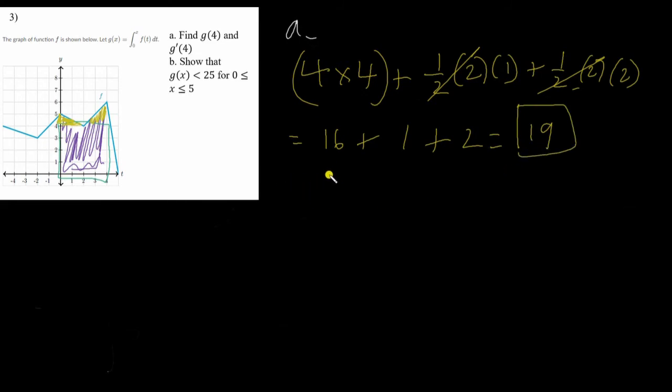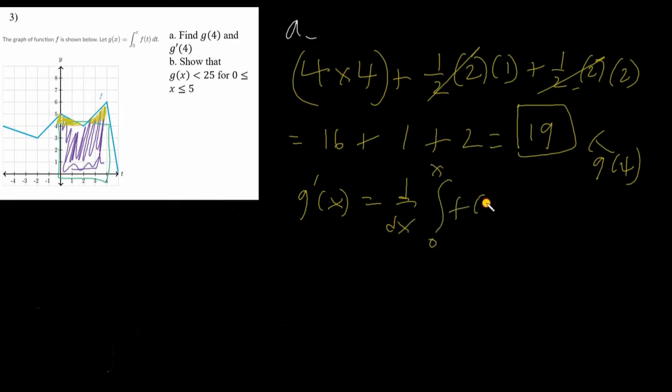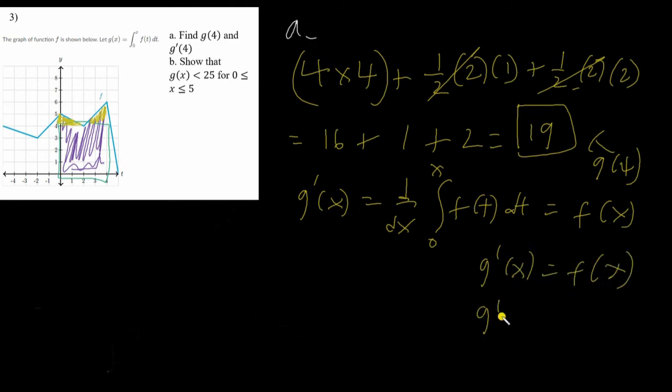And then g prime of 4. So this is g of 4, and then g prime of 4. Remember how g of x is this accumulation function? So if I want to take g prime of x, that's going to be the derivative of the accumulation function. And remember, the derivative of the accumulation function is just f of x. So g prime of x equals f of x. And then g prime of 4, therefore, equals f of 4.